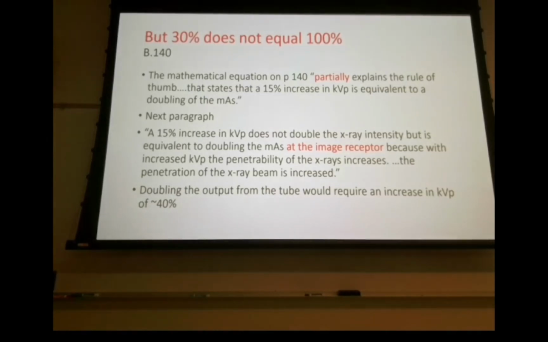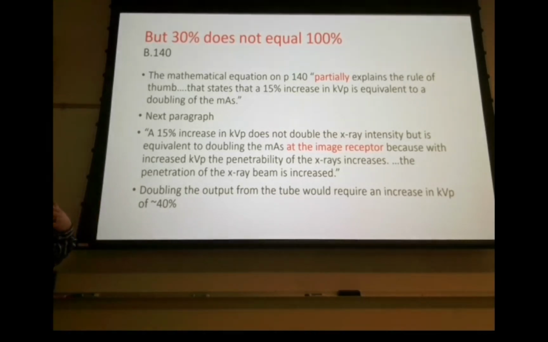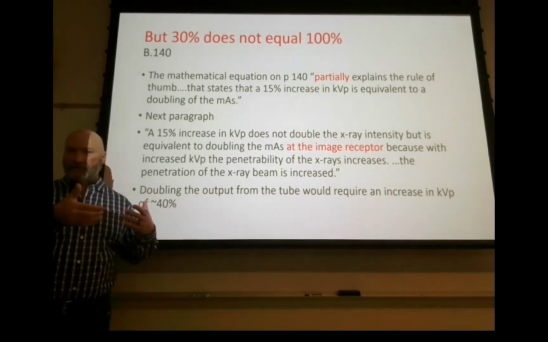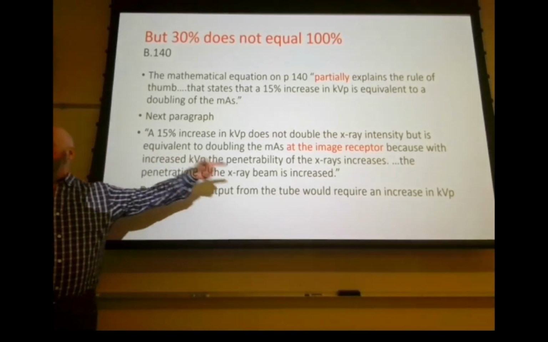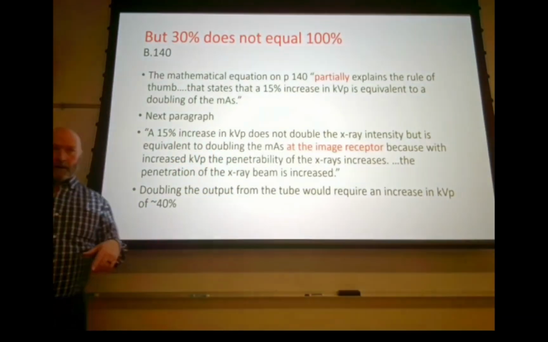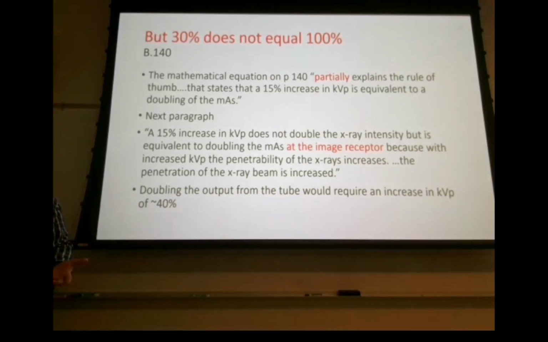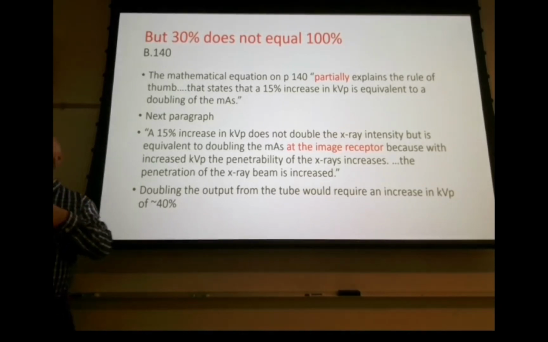So that 30% increase in numbers along with that increase in penetration gives us the effect of doubling, but at the image receptor. Because the kVp went up, and we got those increases in numbers, we're going to double what comes out of the patient, not what goes into the patient. Okay? So the 15% rule only deals with the image receptor. Now, we're going to tie it into radiation dose here in a minute. Okay, now wait for my question.